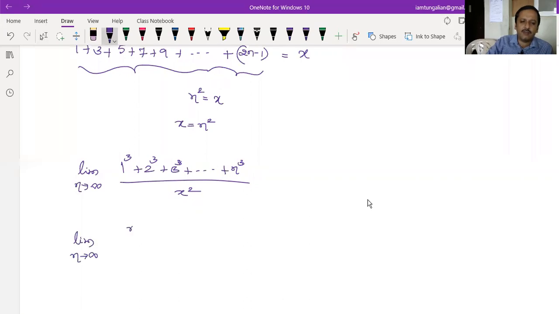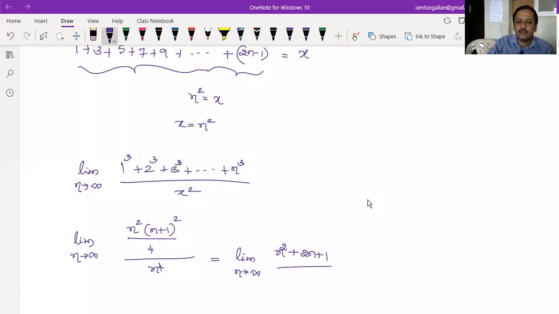For that we have another formula. What is that formula? n square into n plus 1 whole square divided by 4, divided by x square, that will be n power 4, since x is equal to n square, so x square is equal to n power 4. n square gets cancelled. We can write it like this: limit n tends to infinity, n plus 1 whole square, I will write that as n square plus 2n plus 1, divided by 4 into n square.